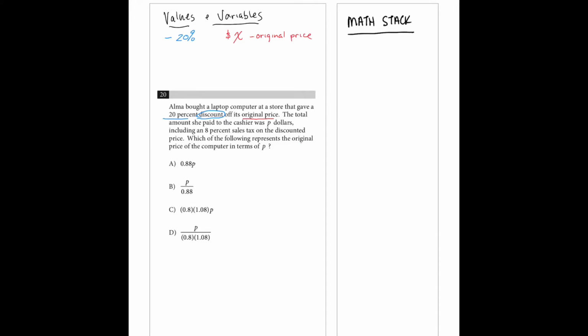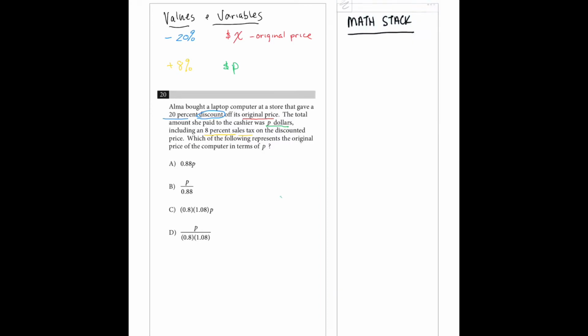We know that x here is our original price. Continuing on, it says that the total amount she paid to the cashier was $P. So here we have another variable, $P, which included an 8% sales tax on the discounted price. 8% sales tax here is going to be added to our discounted price. So I'm going to jot that up here. And just to make this color coding a little bit more accurate, we're going to go $P in green.